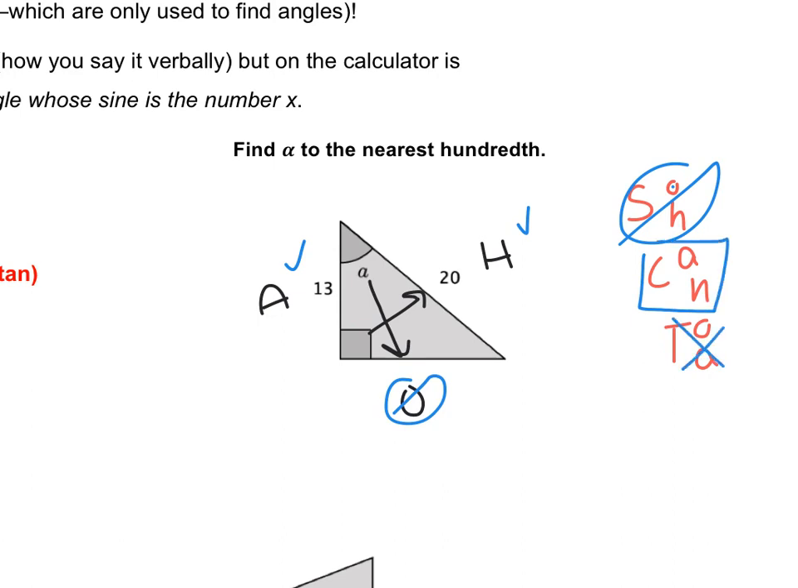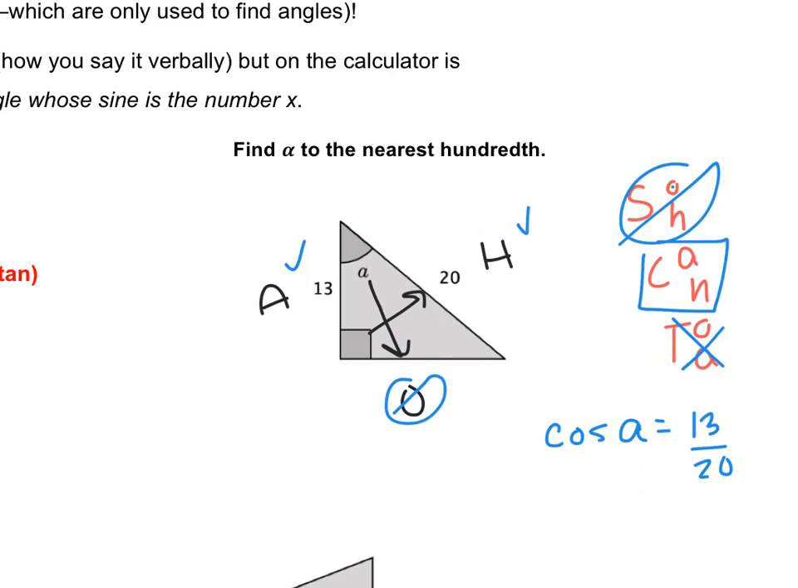So here's how we do the setup for these problems. My reference angle is A, and I want to find A. So I write this as cosine A equals my adjacent over my hypotenuse, so 13 over 20.